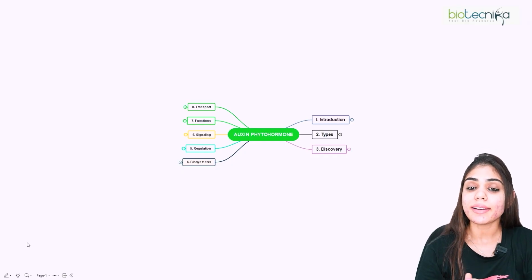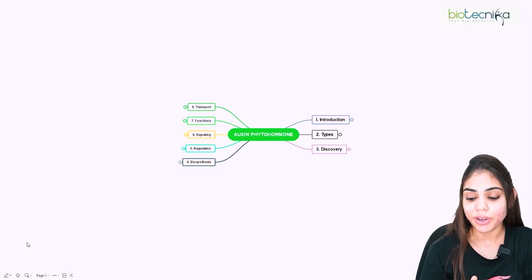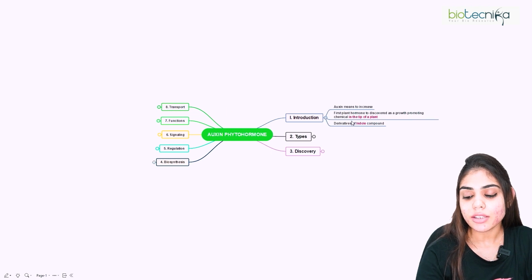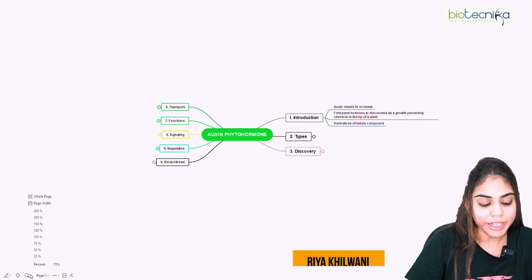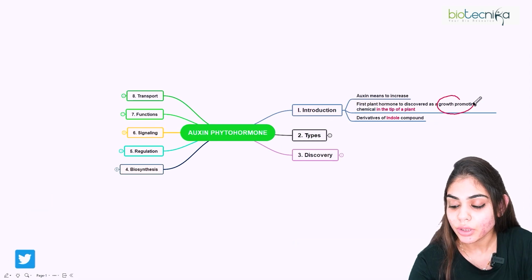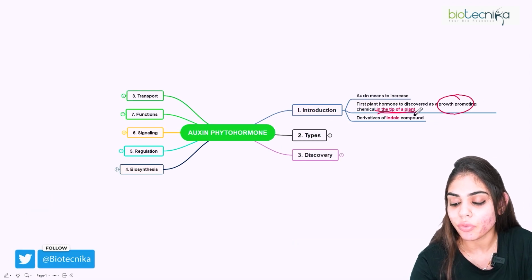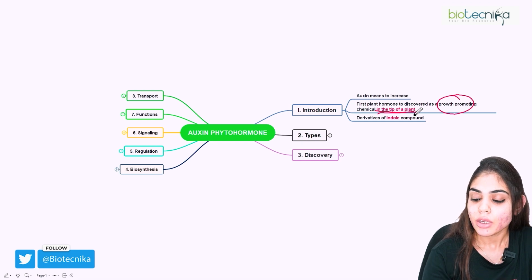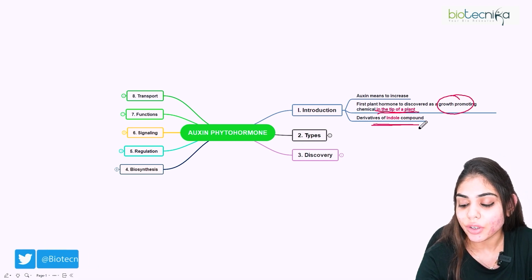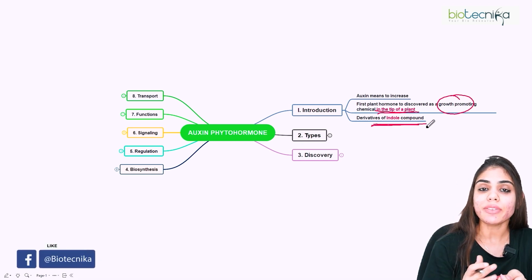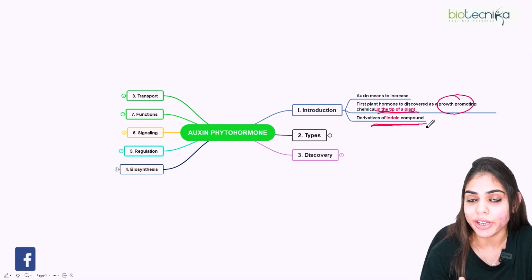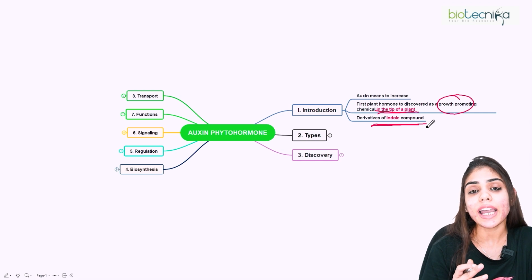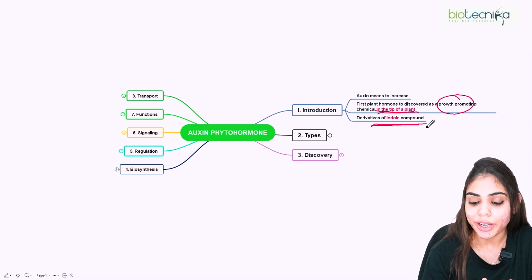Firstly, we'll understand the introduction of auxin phytohormone. Auxin means to increase. As I've already mentioned, it is derived from the hormone and it was discovered in the tip of the plant body. They are derivatives of indole compounds. So shall we say these indole compounds are the precursors of auxin phytohormone? Yes, they are the precursors of auxin phytohormone.